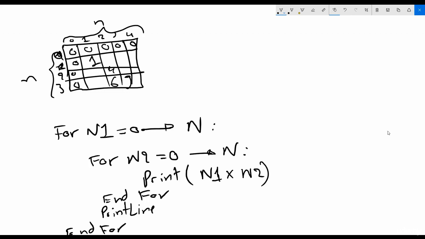So basically, this n1 starts from 0 up to n, and then for every number between 0 and n, we're going to multiply that number by all the numbers from 0 to n. So let's say n1 is 6, and then we're going to multiply 6 by all the numbers from 0 to n. So that will be 0 times 6, 1 times 6, 2 times 6, 3 times 6, up to n times 6. Okay, so what is the complexity of this algorithm?